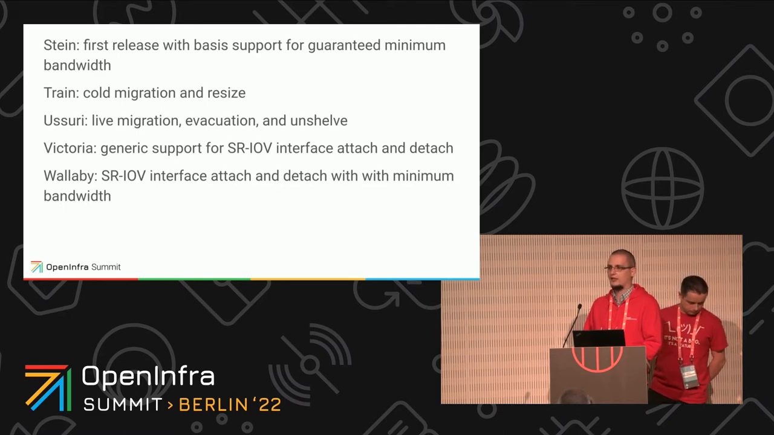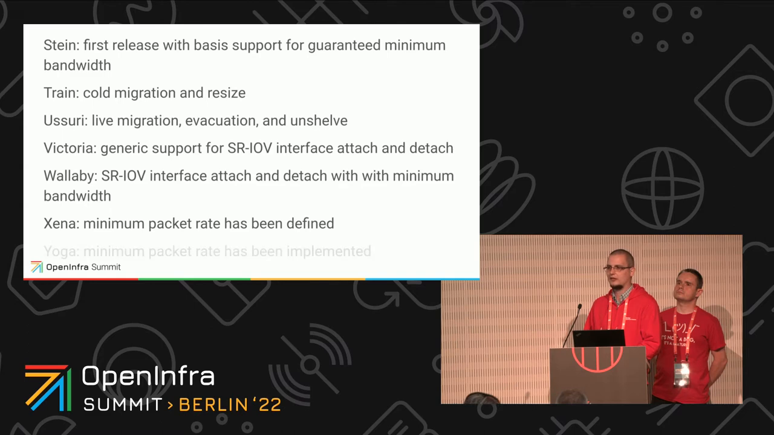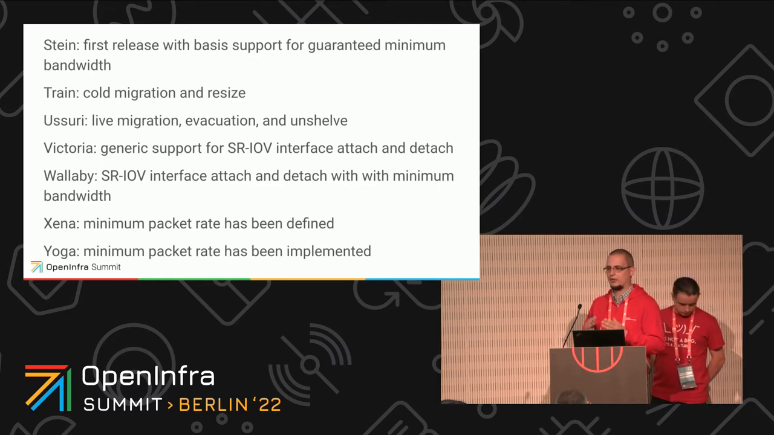And then in Xena, we started looking into how to do the same thing for the minimum guaranteed packet rate. We were basically able to implement everything in the Xena time frame, we just weren't able to merge it in time. So in Xena, you only see the specification of the minimum guaranteed packet rate, but in Yoga, you got the whole thing, all the lifecycle operation support for the minimum packet rate as well.